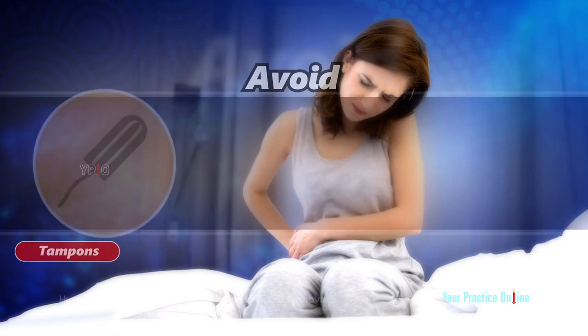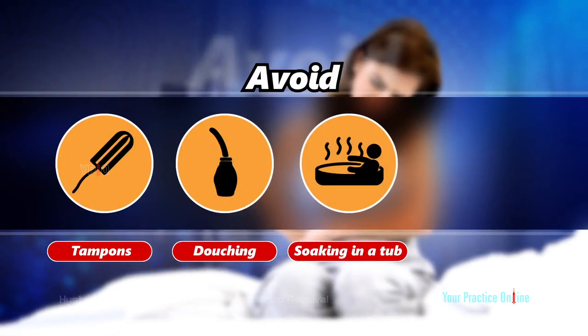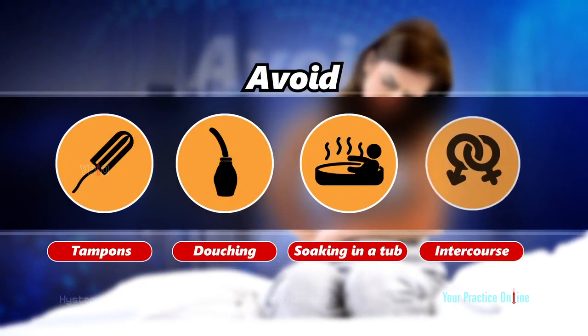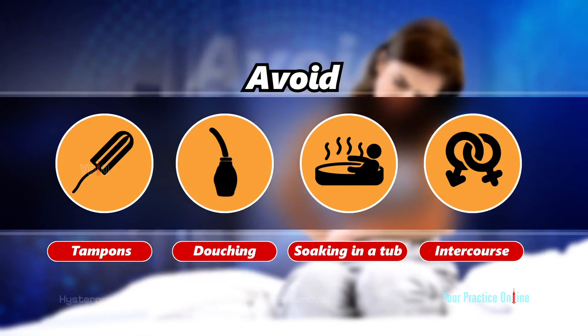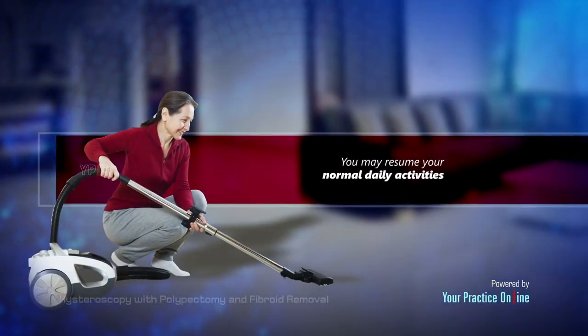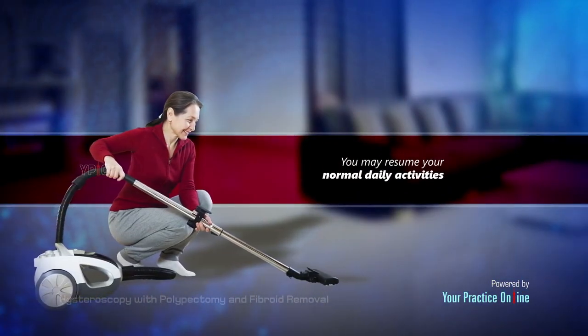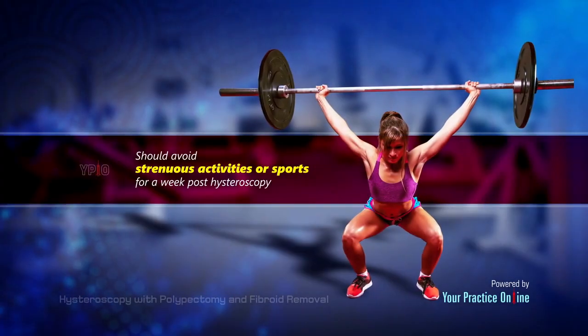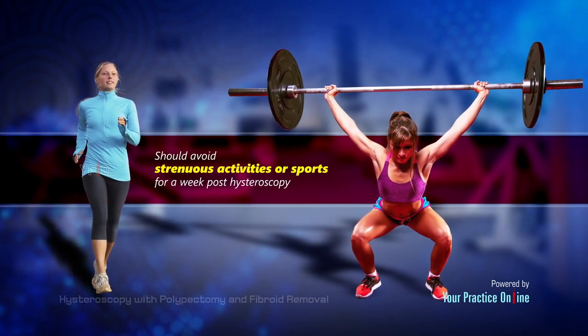Avoid using tampons, douching, soaking in a hot tub or pool, and intercourse for 2 weeks after the procedure. You may resume your normal daily activities, but should avoid strenuous activities or sports for a week post-hysteroscopy.